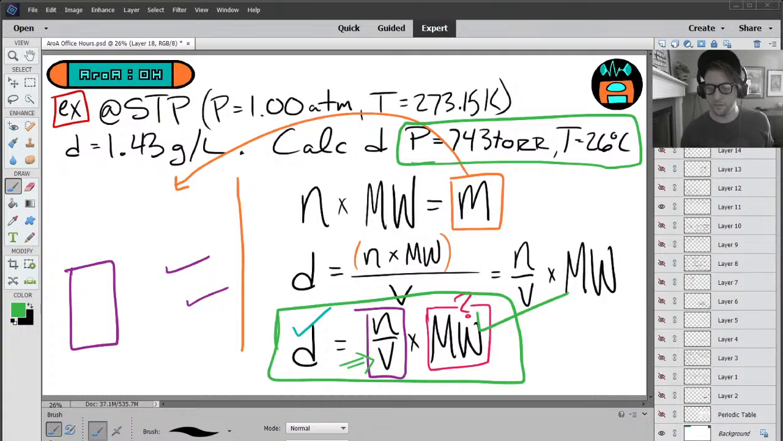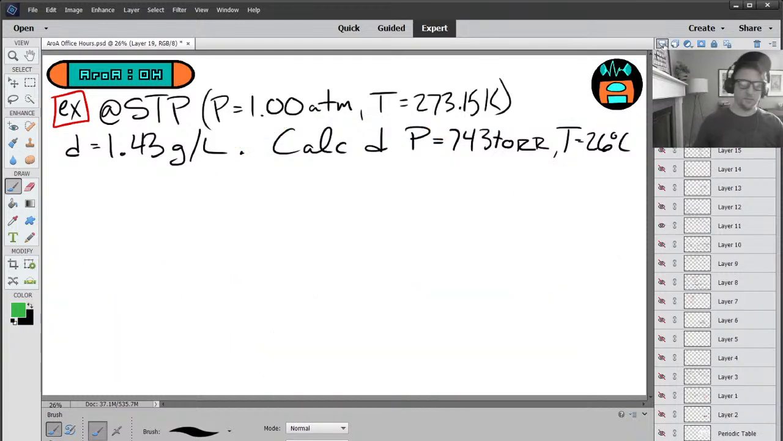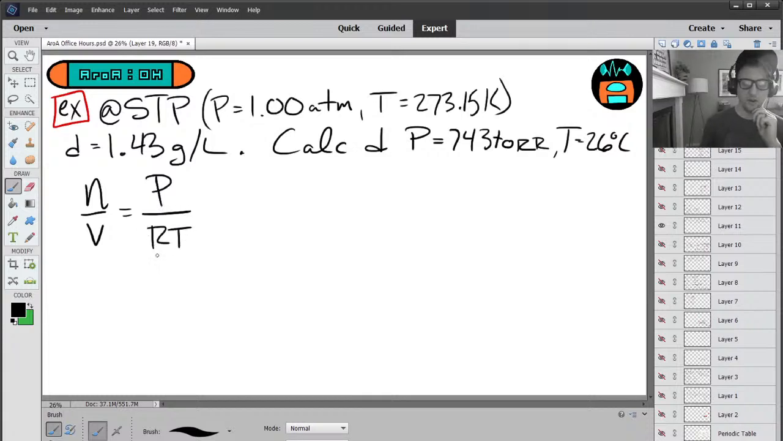All right, so let's hop to it. First off, we need to calculate our mole to volume ratio at our new pressure and temperature. And this is where we run into our first problem.